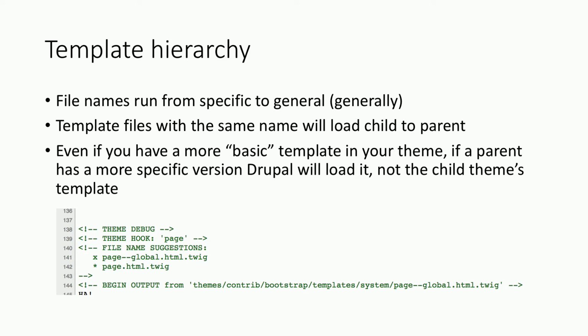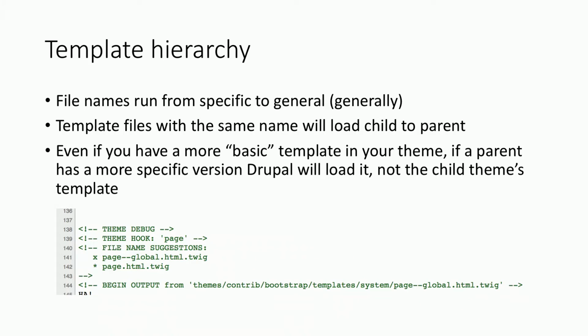However, let's say my theme just has page.html.twig. Bootstrap, say, has page dash dash a particular path or a particular content type, .html.twig. It's going to load that one because it's going to say, hey, this is more specific. This is a more specific case than your general case in your theme. We're going to load Bootstrap's version. And you go, why did it do that? Well, that's why. It's going to look from more specific to more general. If they're the same name, then it's going to look towards your theme.